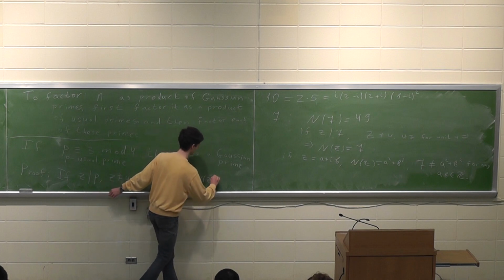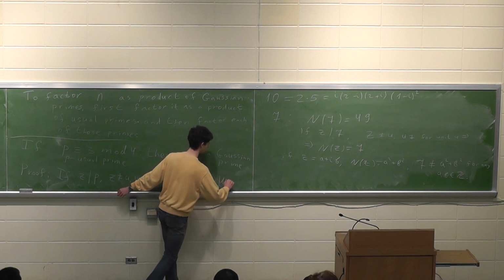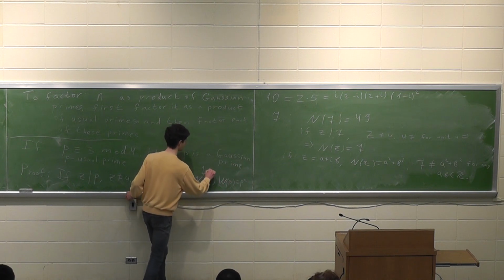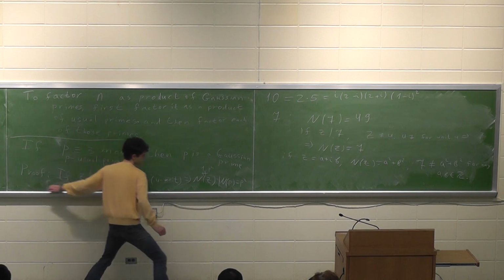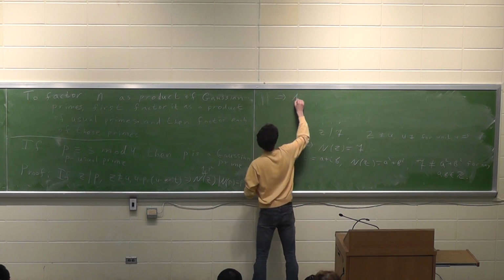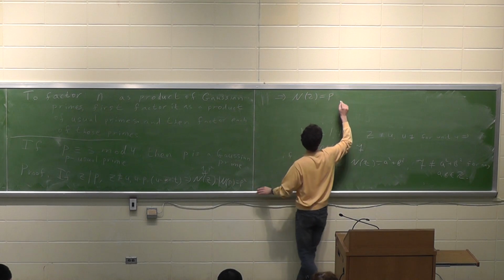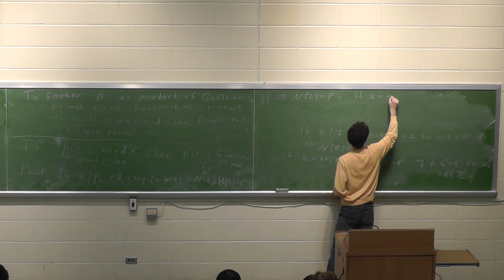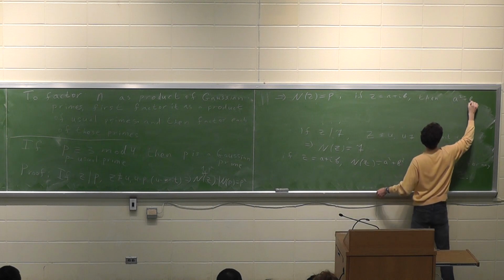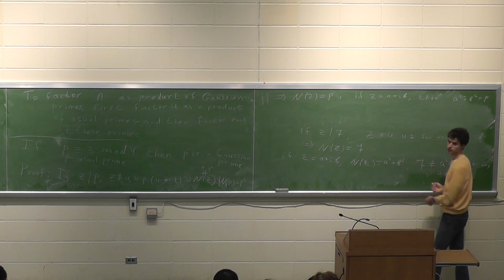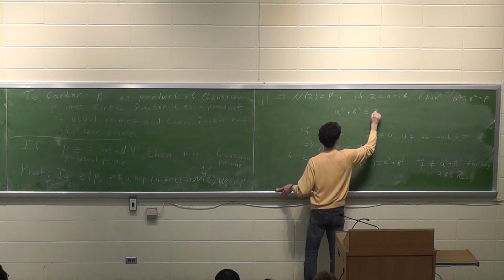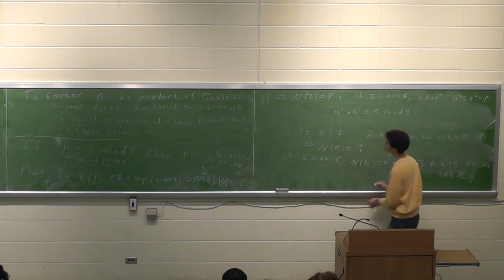then the norm of z is a divisor of the norm of p, which is p squared, and the norm of z is not equal to 1 and not equal to p squared. Hence the norm of z is p. If z is a plus ib, then a squared plus b squared is equal to p. But this means that a squared plus b squared is congruent to 3 modulo 4. But that's impossible.